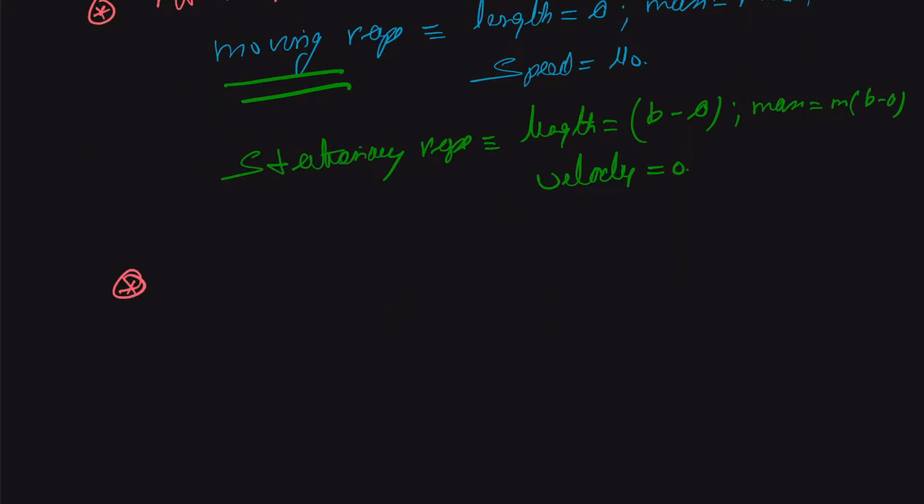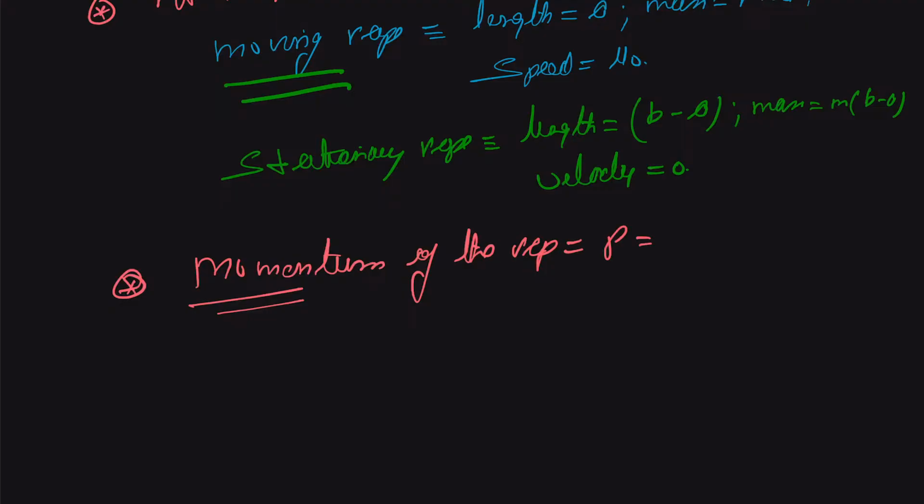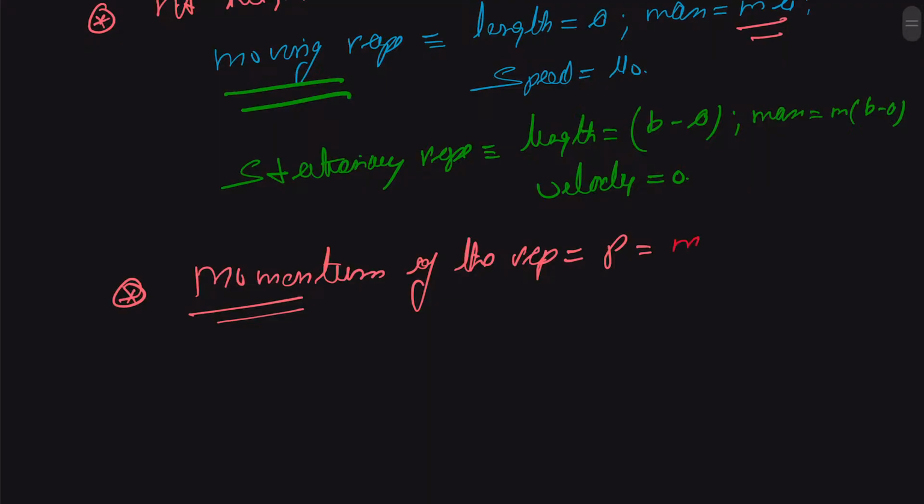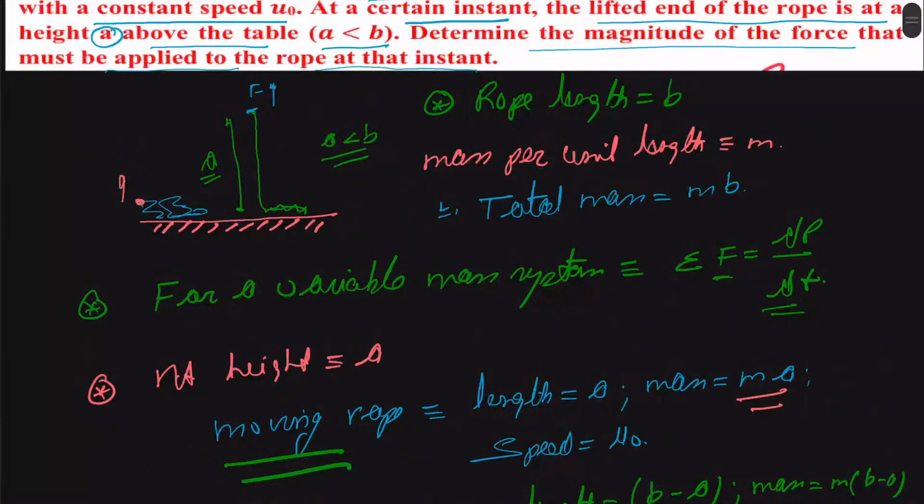So you can say the momentum of the rope, and that is our P, and P is our moving mass multiplied by velocity, and the moving mass is our MA. So this comes as M times A and multiplied by V. Here A is not the acceleration, but A is given the length of the rope.